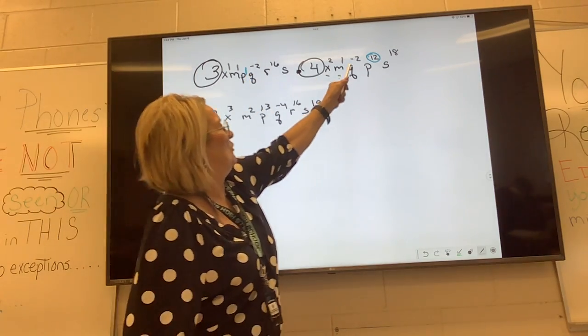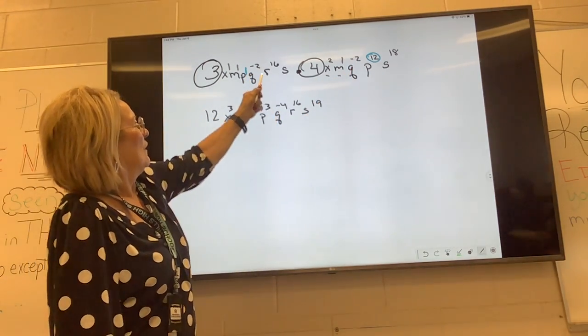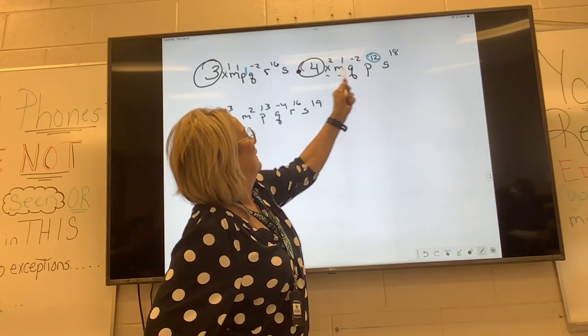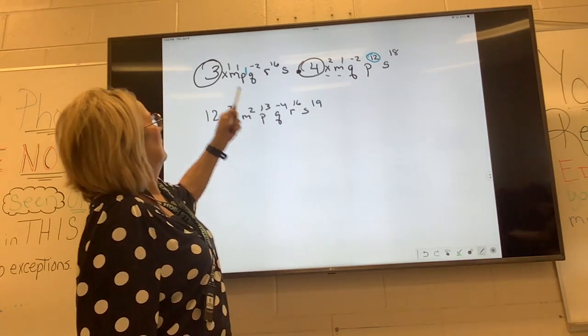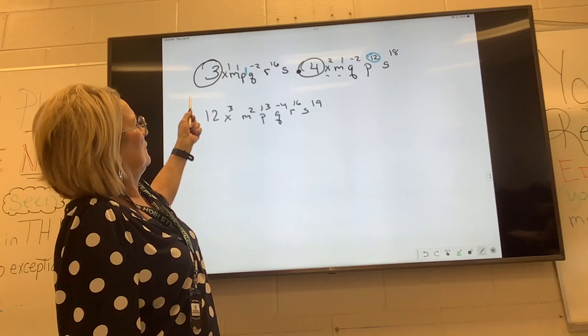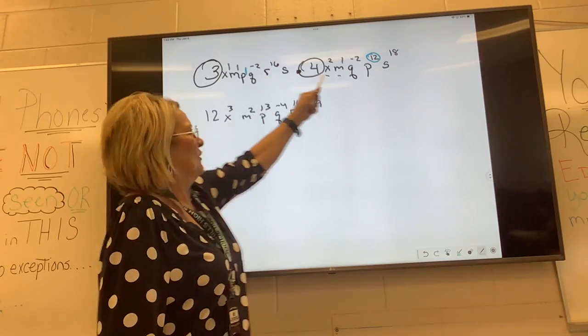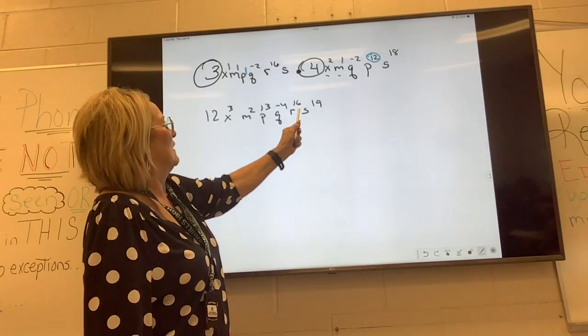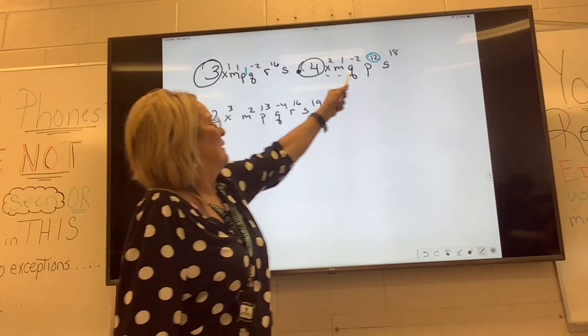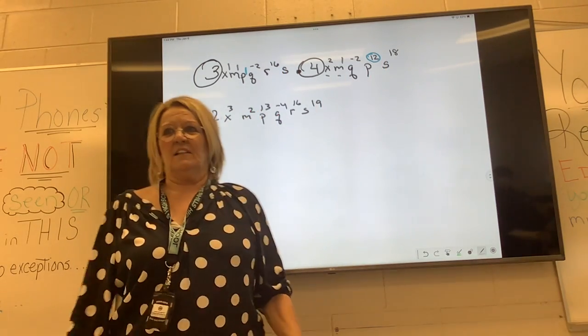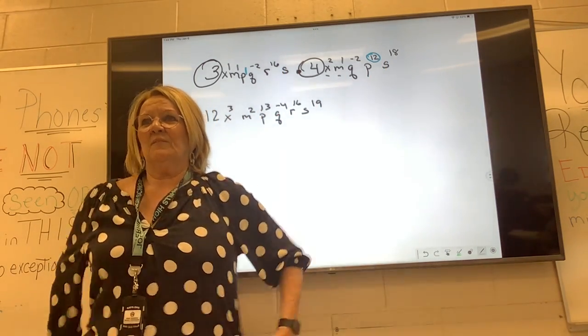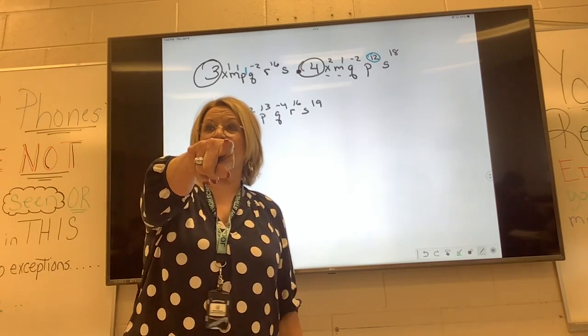Q negative 2, Q negative 2, Q negative 4. R16. Where's my R? Oh, I don't have another R. I only have that R. Don't have an R over here, so I just leave it 16. S1, S18, that's how I got 19. Do you understand now? And if you don't, you can go back and watch this video when it gets up too.